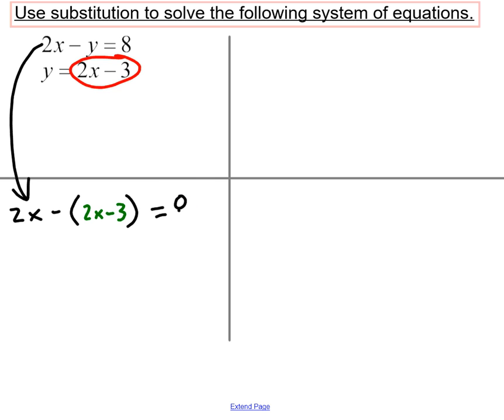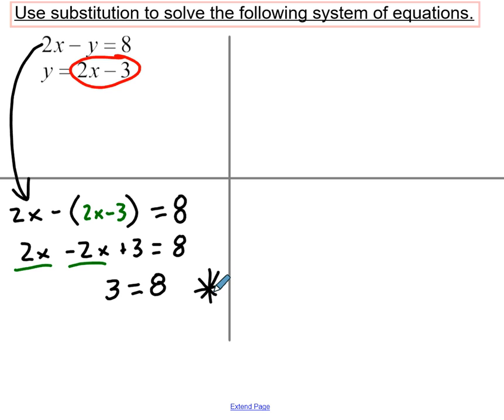Now, I have 2x minus 2x plus 3 when I distribute. I have like terms of 2x and negative 2x, and those actually cancel each other out. So I end up with 3 equals 8. Now, this should give you a big red flag here because, number one, I have no variables anymore. Number two, I want you to ask yourself, does 3 actually equal 8? And no, it does not.